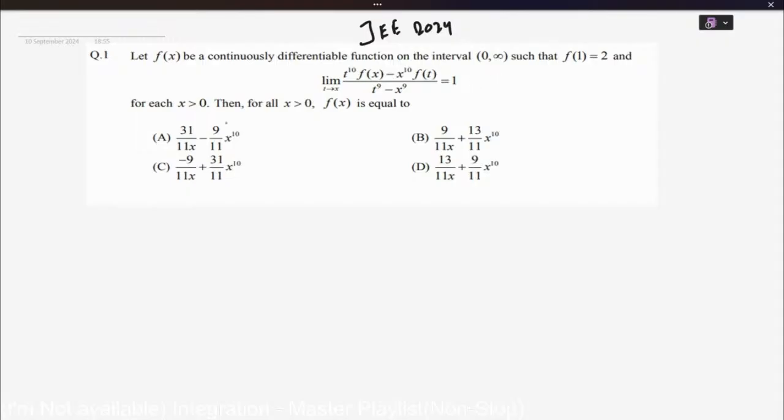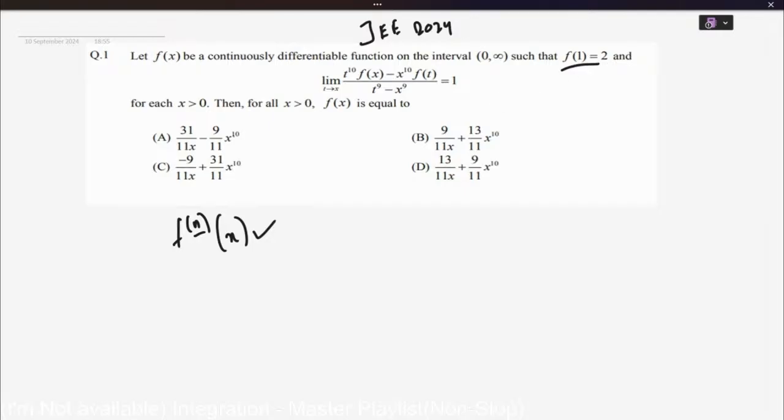Let us read the problem once first. Let f of x be a continuously differentiable function. When we say continuously differentiable, it means that the function can be differentiated and all higher derivatives of this function exist. So basically, if you choose a positive integer n, then the derivative of f of x taken n times will also exist. That is what continuously differentiable means. It is continuously differentiable on the interval 0 comma infinity, that is on the positive real line, such that f of 1 equals 2, an information we would require later.